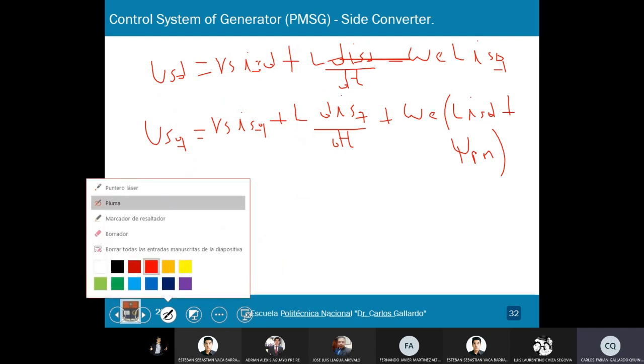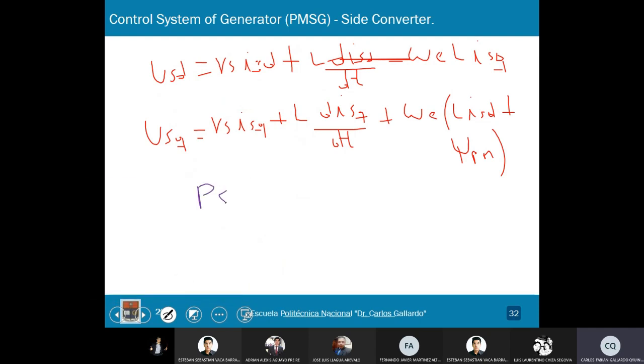So finally, the main conclusion for this topology, the permanent magnet synchronous generator, is that the stator active power is equal to 3/2, similar to the previous equation, the stator voltage times the stator current on the d axis. And the reactive power is equal to negative 3/2 the stator voltage times the stator current on Q axis. So this is the dynamical model of the permanent magnet synchronous generator.